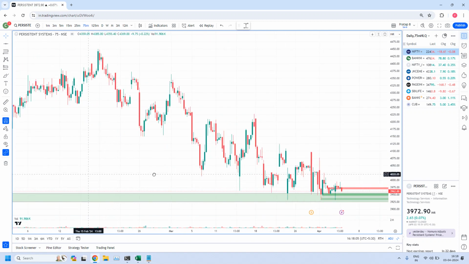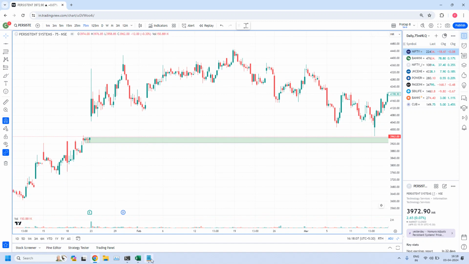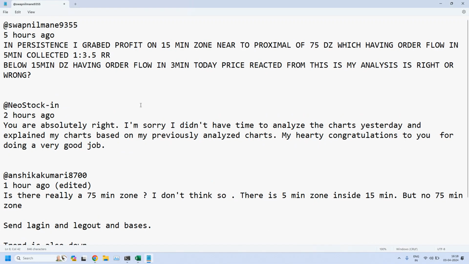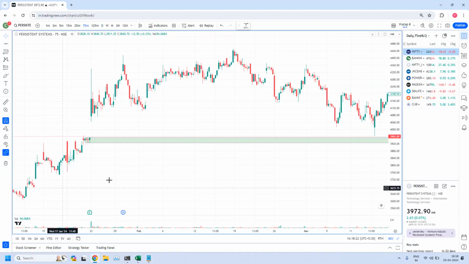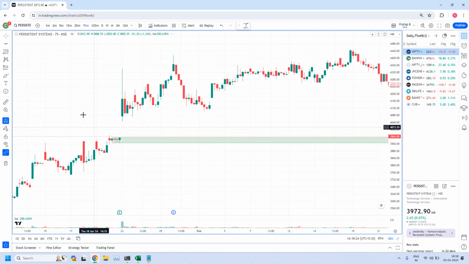First, I hope the subscriber has got the answer. Let me show you here. Is there really a 75 minute zone? I don't think so. There is a 5 minute zone inside a 15 minute zone, but no 75 minute zone. Yes, here we have a 75 minute zone. See here.